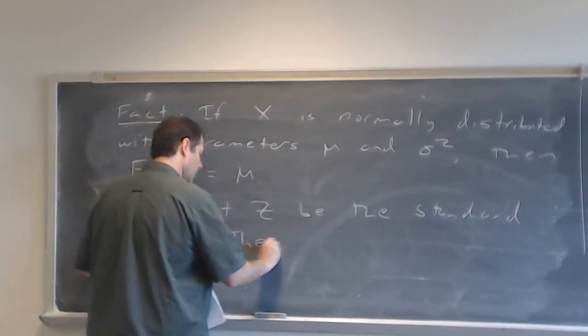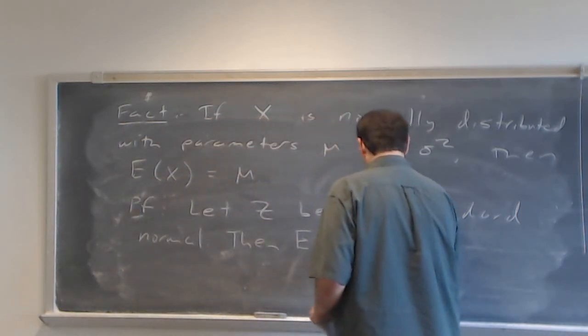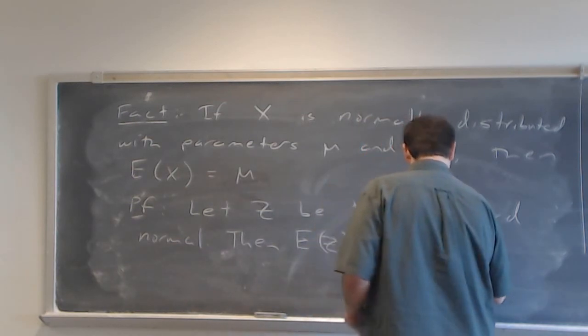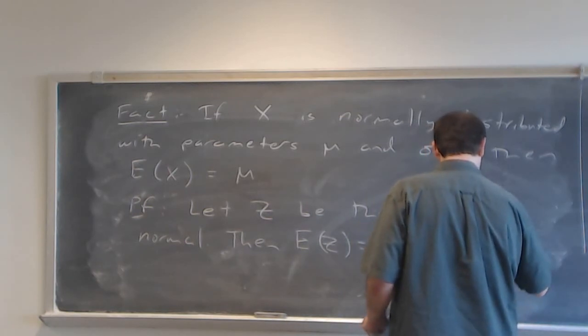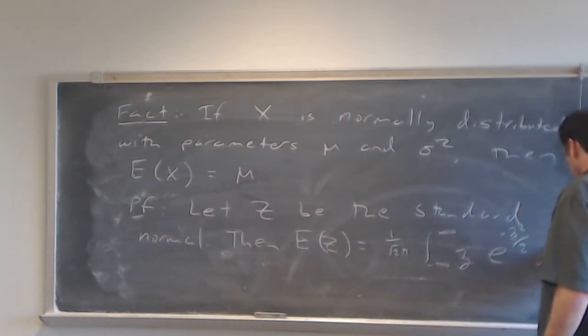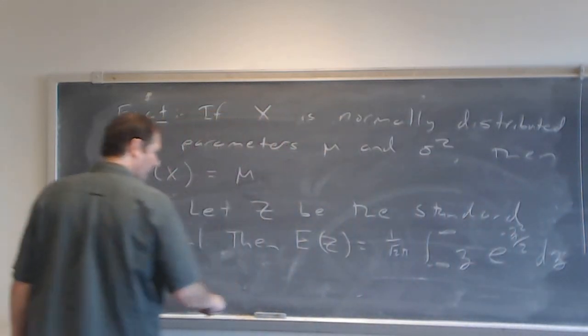Then the expected value of Z is equal to 1 over the square root of 2 pi, integral from minus infinity to infinity, Z times e to the minus z squared over 2 dz. Here I'm looking at e to the something I'm trying to integrate. It's z times e to the something. The derivative of something is minus 2z over 2, which is just minus z. I almost have that. I just need a minus sign here. So imagine putting a minus sign there and compensating for it outside.